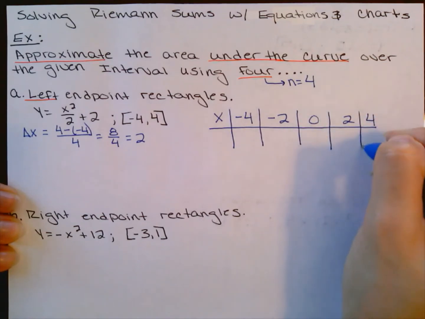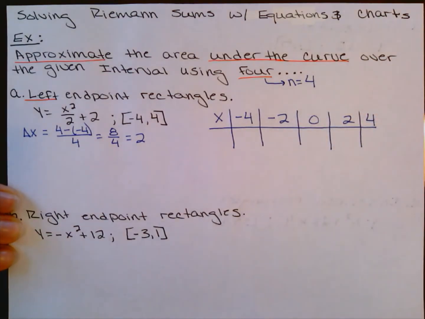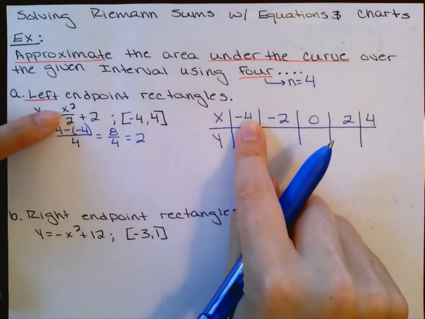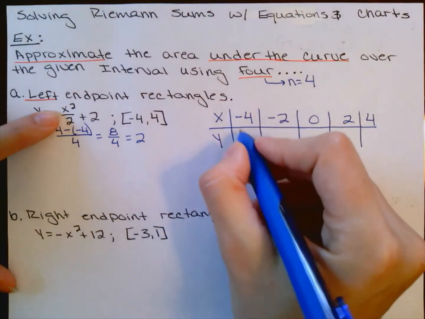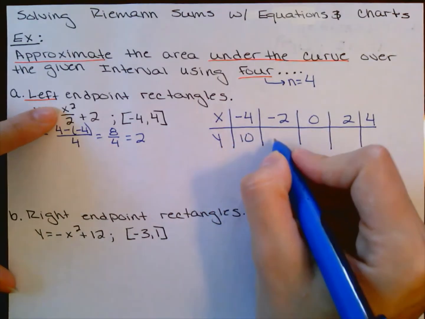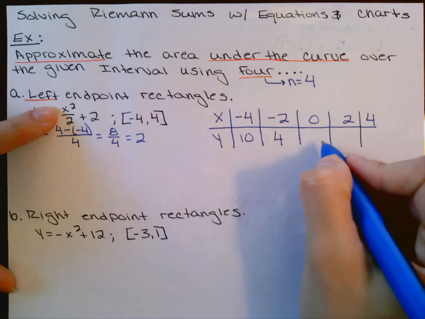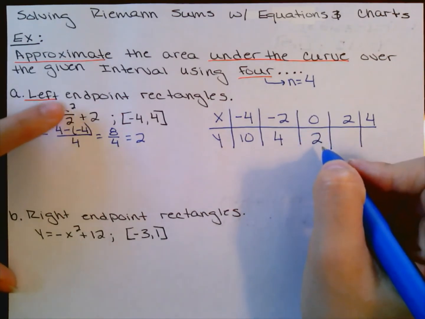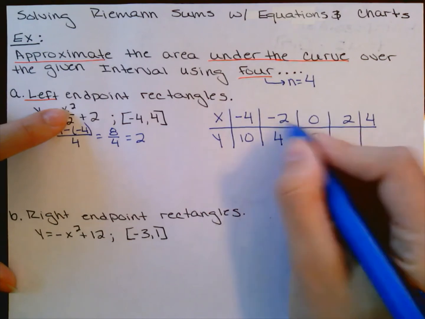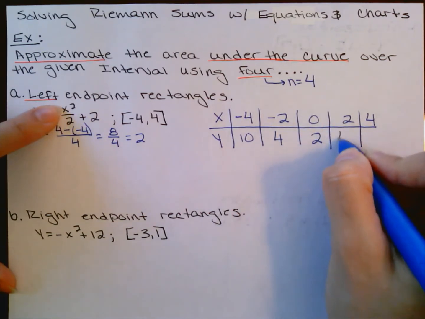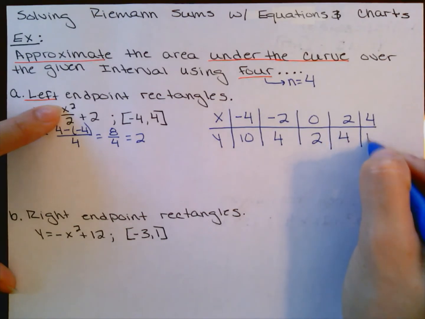Now the next thing I need on this chart are my y values. So all I'm going to do is plug in -4 in here. If you plug in a -4, you get 10. If I plug in a -2 here, I get a 4. If I plug in a 0, this cancels and I just have 2. And because this is squared, plugging in a -2 squared and plugging in a +2 squared is going to give me the same thing. Same thing with the 4.